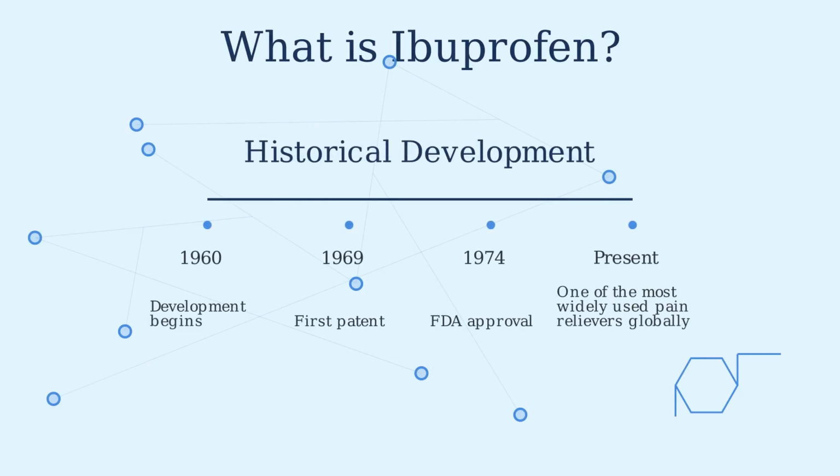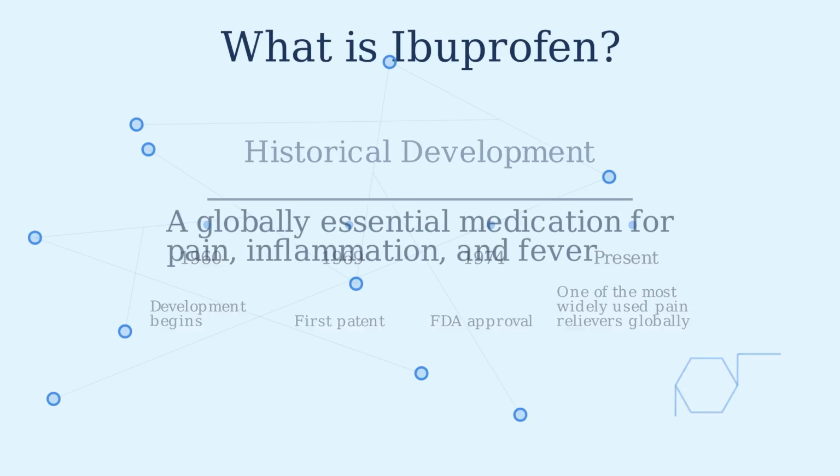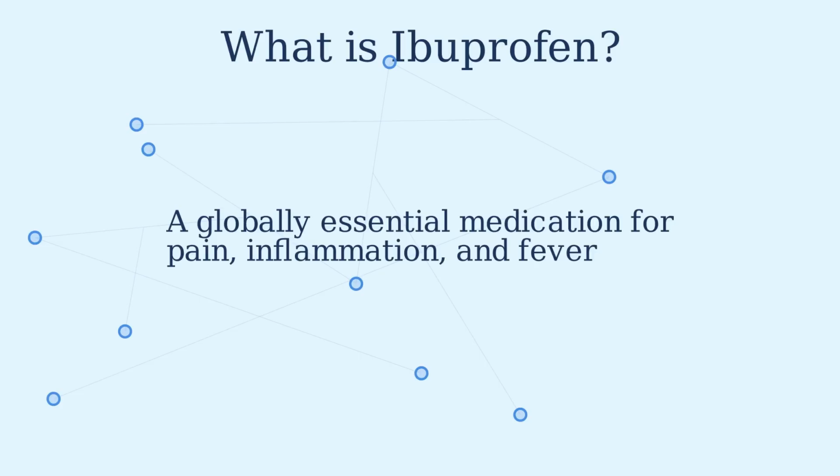Ibuprofen was first developed in the 1960s, received its patent in 1969, and gained FDA approval in 1974. Since then, it has become one of the most widely used pain relievers worldwide. Today, ibuprofen stands as one of the essential medications for managing pain, inflammation, and fever around the world.